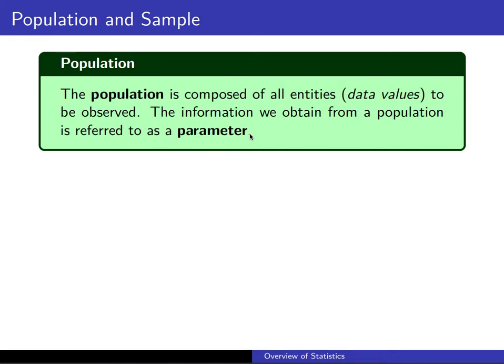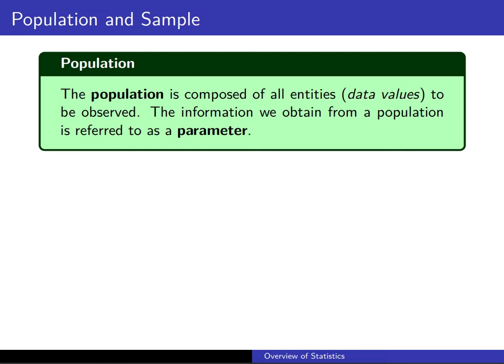Well, what's a population? What's a sample? Well, a population, much like a country's population, is composed of all the entities or data values that are to be observed. So the information that we obtain from a population is referred to as a parameter. Throughout the course, we'll be looking at things like the mean and the median, as well as measures of spread of data like standard deviation. And when you get the information and perform those calculations from the population, they're called parameters.